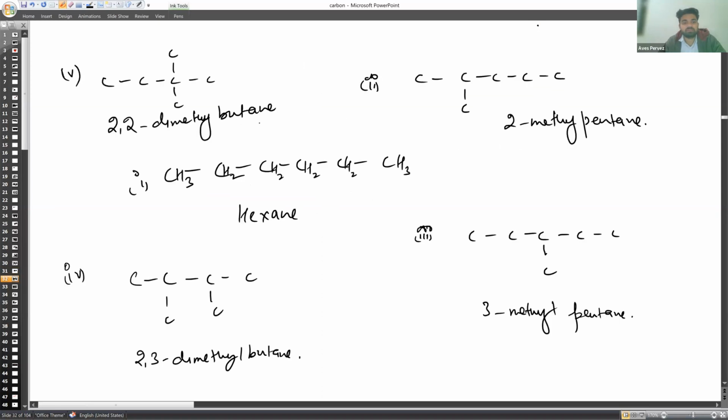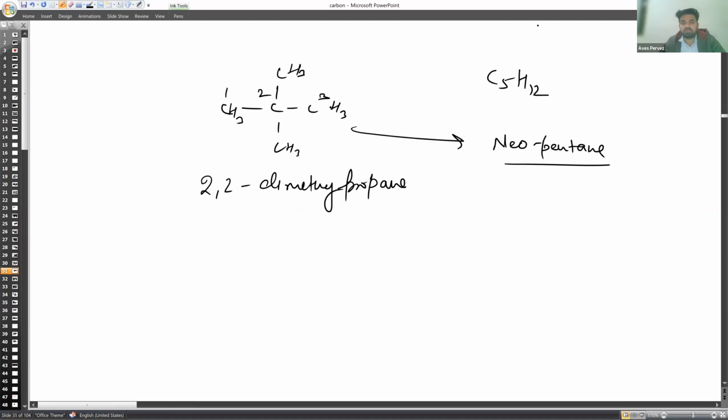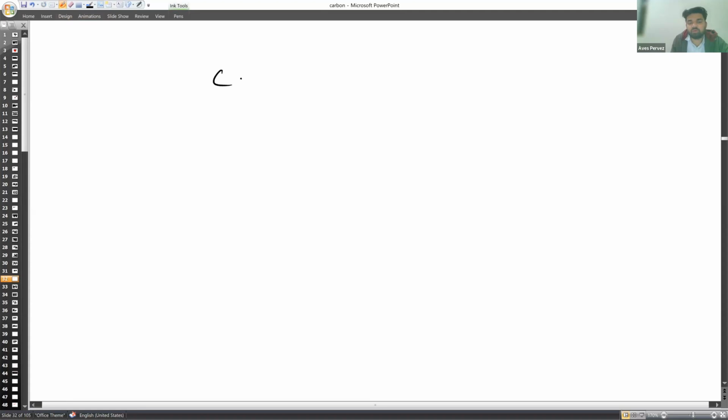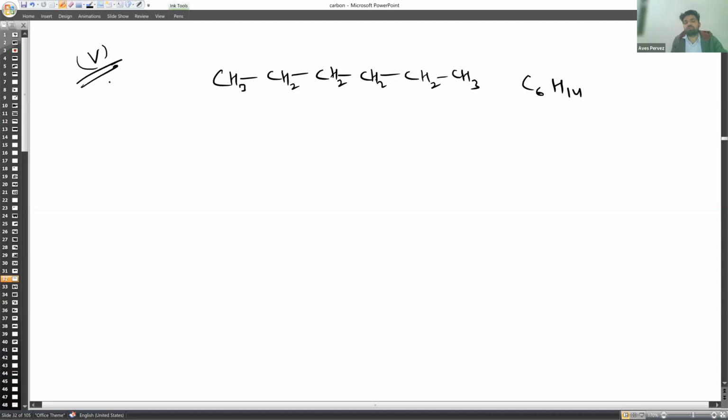Okay. Next, now draw the isomers of hexane. Try to draw the isomers of hexane on your own. Then I will help you. I'm going to give you 5 minutes to make the isomers of hexane. C6H14. CH3, CH2, CH2, CH2, 1, 2, 3, 4, 5, and 6. There are 5 isomers of hexane. Try to draw all the 5 isomers.